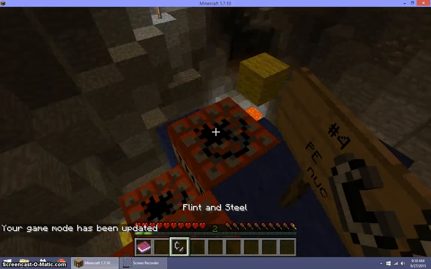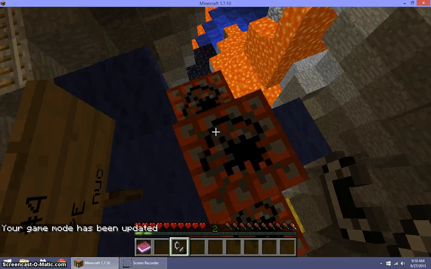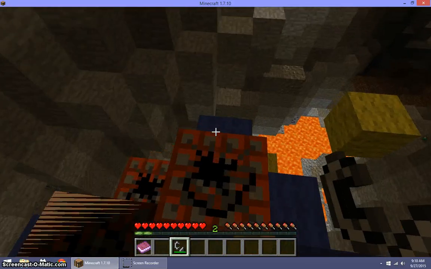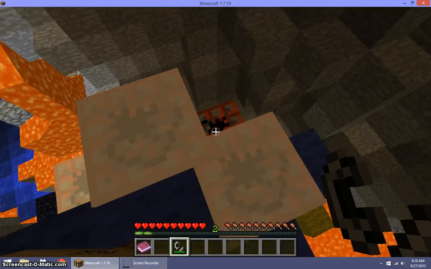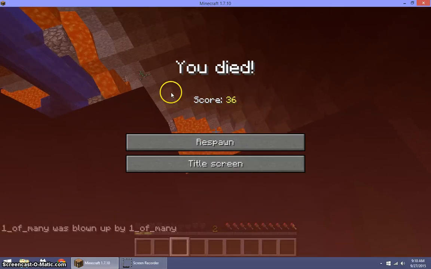Oh, I got some flint here. Let's see what happens if I try and just crack this open just a little bit. Let me just crack just a little bit of this open. See what. Oh, oh dear. Should I have done that?